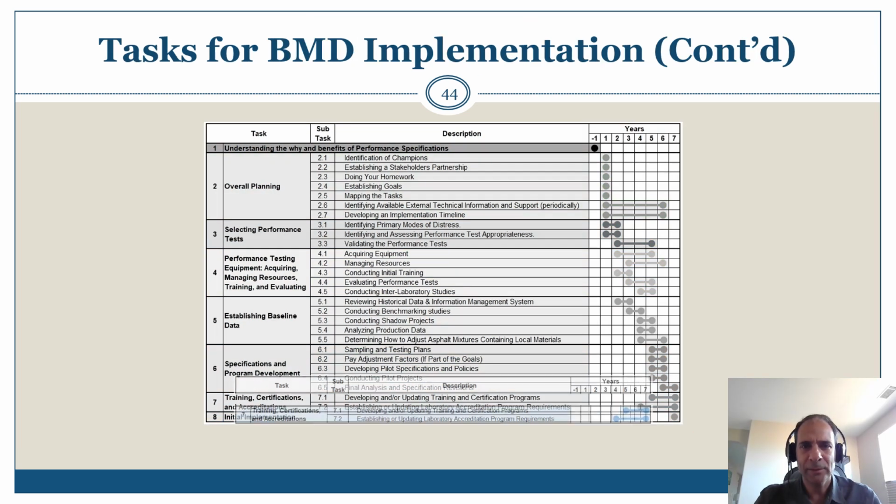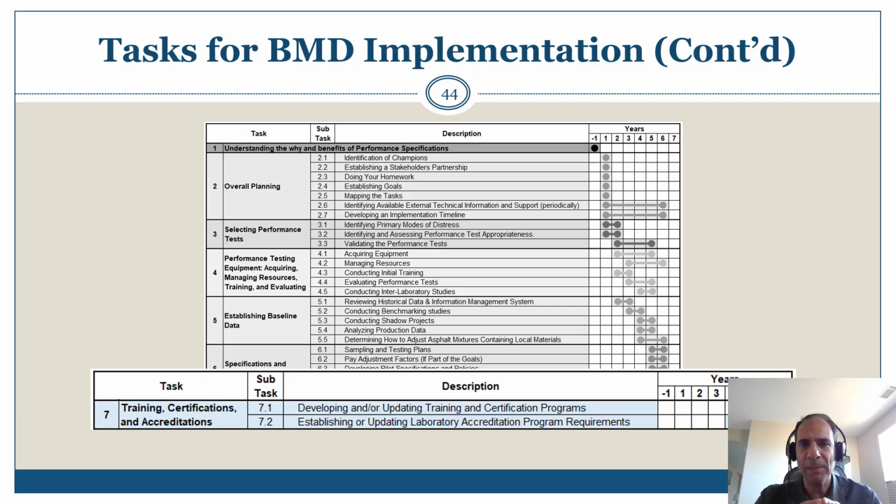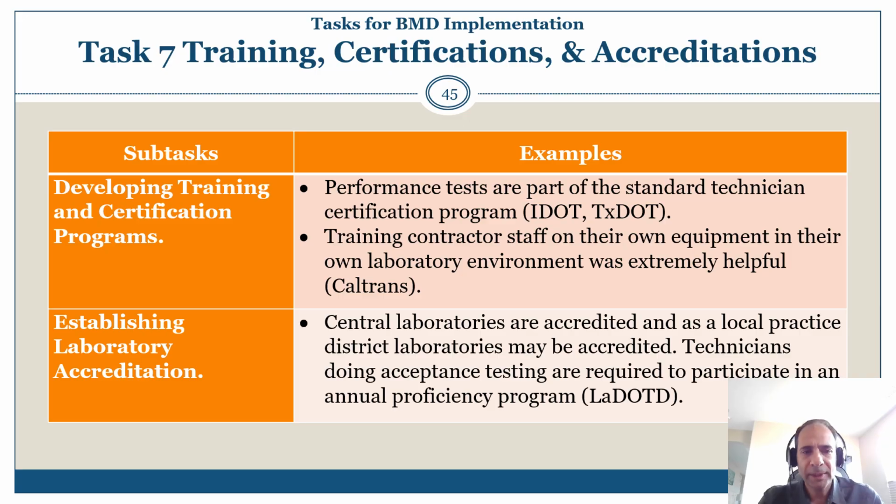Moving into task 7, which is concerned with developing or updating existing technician and lab qualification programs and providing training workshops on initial projects. To provide a few examples related to training and certification programs, Illinois DOT and Texas DOT incorporated the mechanical tests as part of their standard technician certification program. We also heard, for instance, in the case of Caltrans, that training the contractor staff and technicians on their own equipment in their own lab environment was extremely helpful.